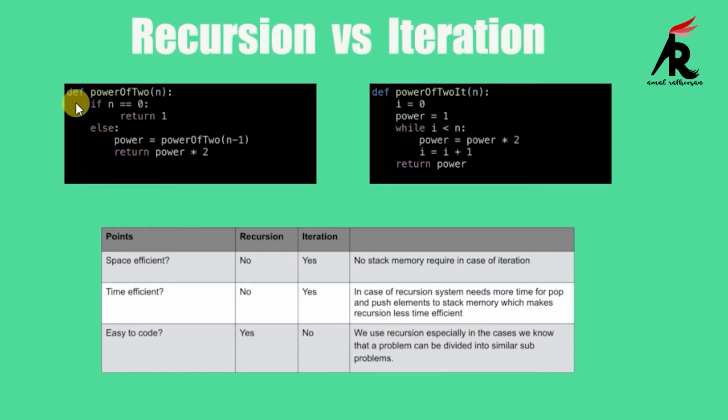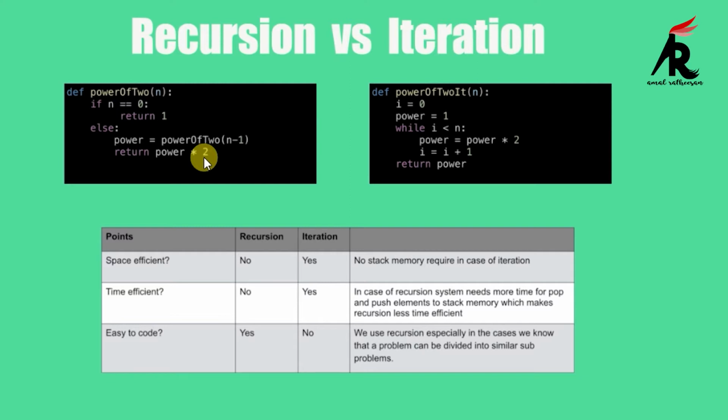Here we defined a function power of 2. n is the parameter, and if n double equals, that means if n equals 0, return 1, else power equals power of 2, n minus 1. Here the function is calling itself. Return power into 2. Okay, so let's take a pen and paper and write the function down. We will find the output and see how the program works.